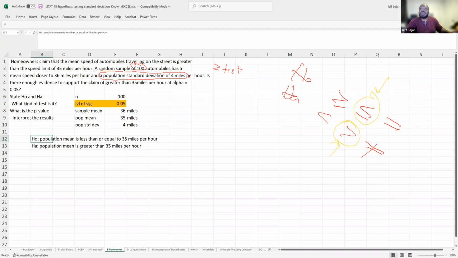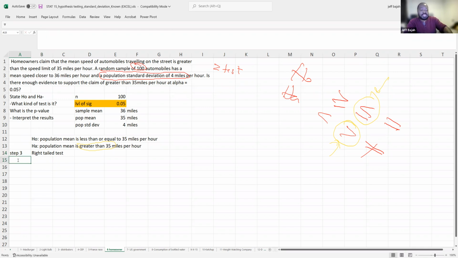All right, so step 1, step 2, step 3 is to talk about what type of test it is. You can see it has greater than, so it means it's a right-tailed test. Remember, we said that if it has a greater than sign, then it's a right-tailed test. So we got that done. See how it's getting easier? This is our step 3.